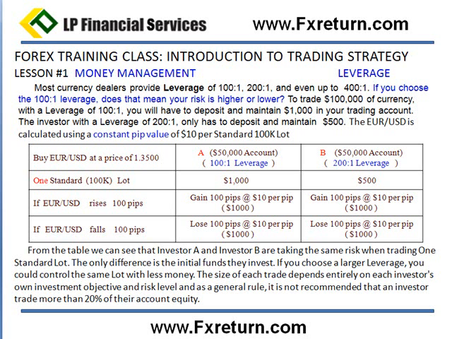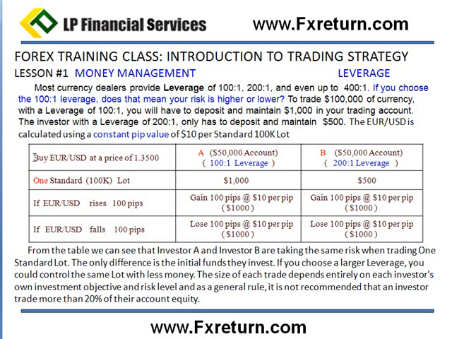Most currency dealers provide leverage of 100 to 1, 200 to 1, and even up to 400 to 1. If you choose the 100 to 1 leverage, does that mean that your risk is higher or lower? To trade $100,000 worth of currency with a leverage of 100 to 1, you'll have to deposit and maintain $1,000 in your trading account. The investor with a leverage of 200 to 1 only has to deposit and maintain $500. The Euro USD is calculated using a constant pip value of $10 per standard 100K lot.